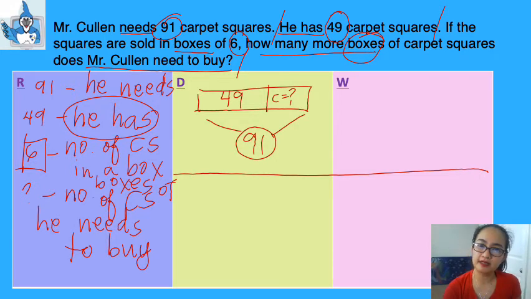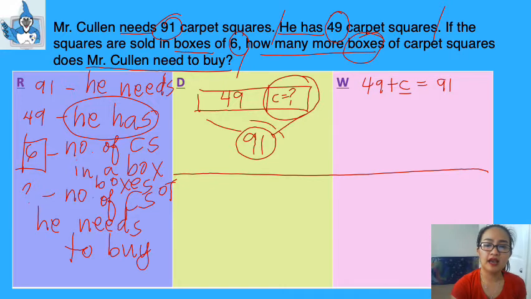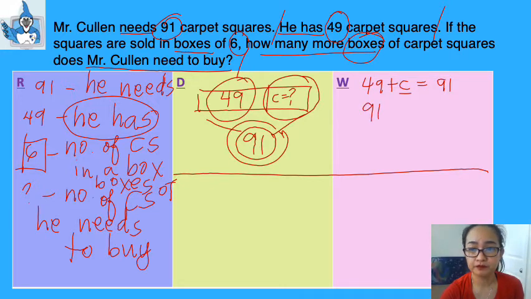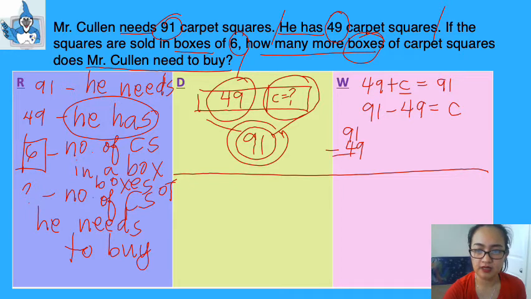So now let's take a look. How am I going to figure out letter C? I know that if I add 49 plus C, it's going to give me 91. So what do I do to find the C? I can subtract 91 and 49. And that will give me the answer. So let's subtract vertically. It's easier. 1 minus 9, we need to regroup. 11 minus 9 is 2. 8 minus 4 is 4. So C is equal to 42.